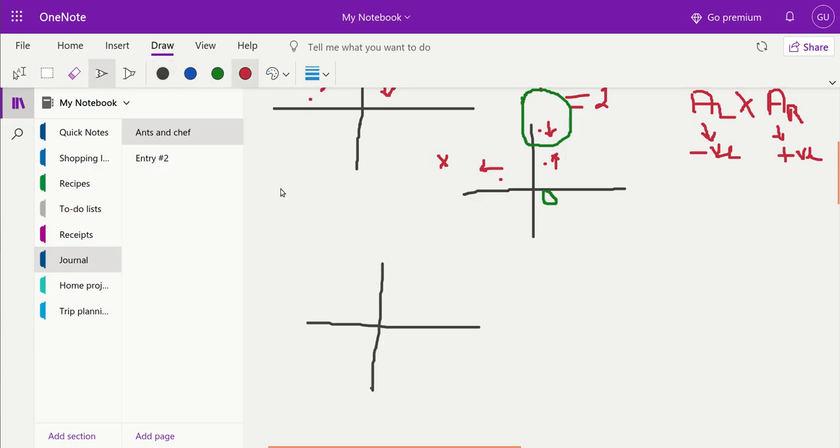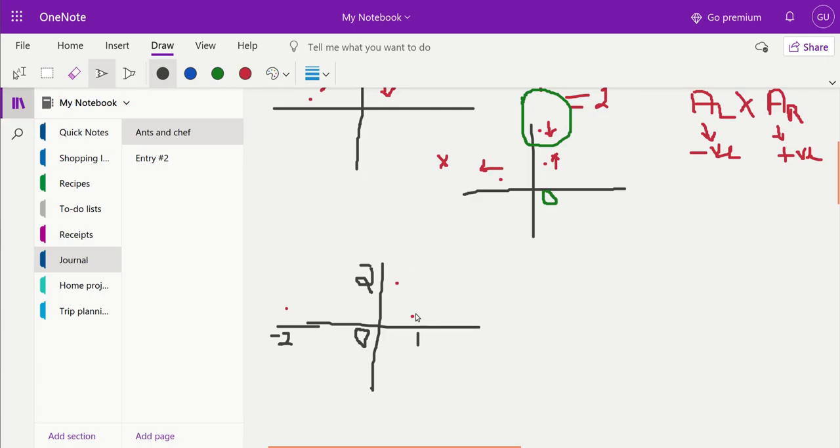So there are two lines. One ant is at -2, one ant is at 1, another ant is at 2. So this ant is at -2, this ant is at 1 and this ant is at 2. Now I'll start by considering the ant with the smallest distance from point O. So I'll consider this ant right over here.